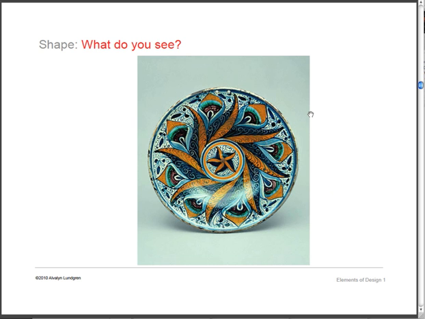And as we look at this plate, what do you see? The overall shape of the plate is geometric. It's a circle. There's an inner circle, and there are stylized organic shapes all throughout. So in this motif, in this design, there's several different combinations of shapes.